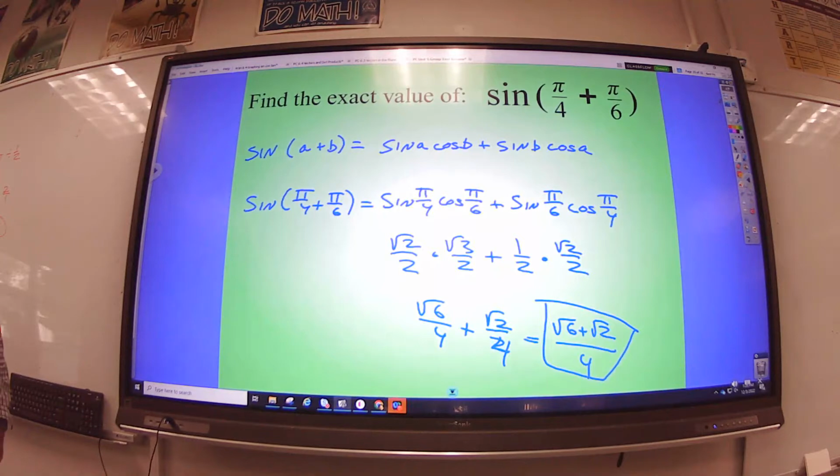Which is the same as the earlier one, except for adding instead of subtracting, and I think the root 6 comes first. I can't remember. But anyway, it doesn't matter that they're the same. It just matters that you know how to plug them in and what to use.